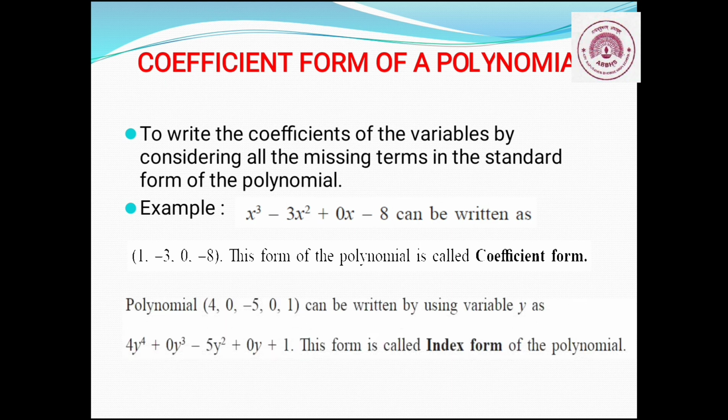A polynomial given in coefficient form can be written by using a variable. This form is called index form of the polynomial. For example, bracket 4 comma 0 comma negative 5 comma 0 comma 1 can be written by using variable y as 4y raised to power 4 plus 0y cube minus 5y square plus 0y plus 1. This form is called index form of the polynomial.